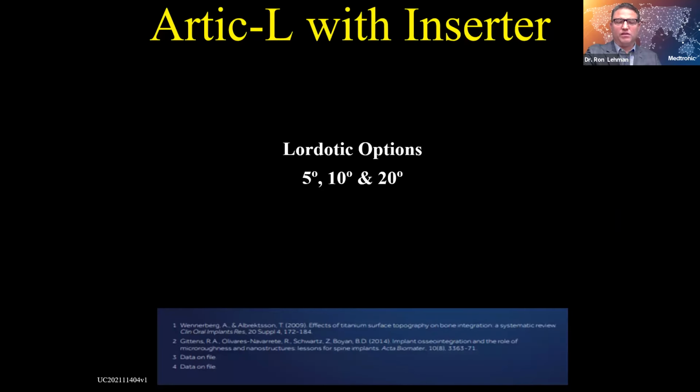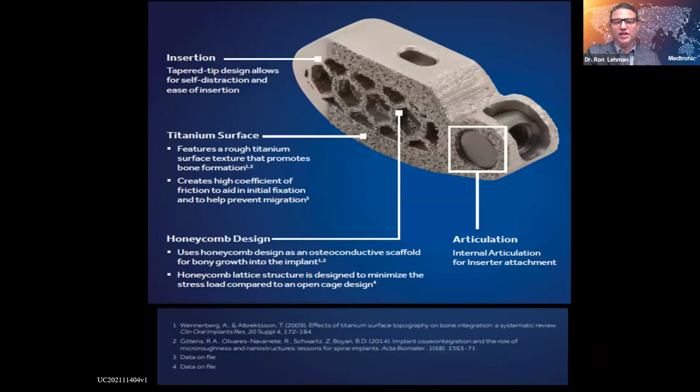Now we have implants that actually help us get lordosis, right? So now the Arctic L has options of 5, 10, and 20 degrees. In addition, it has surface technology that allows this to work really well in terms of fusion. And so previous to this, we only had implants that were 0 and 6 degrees of lordosis.